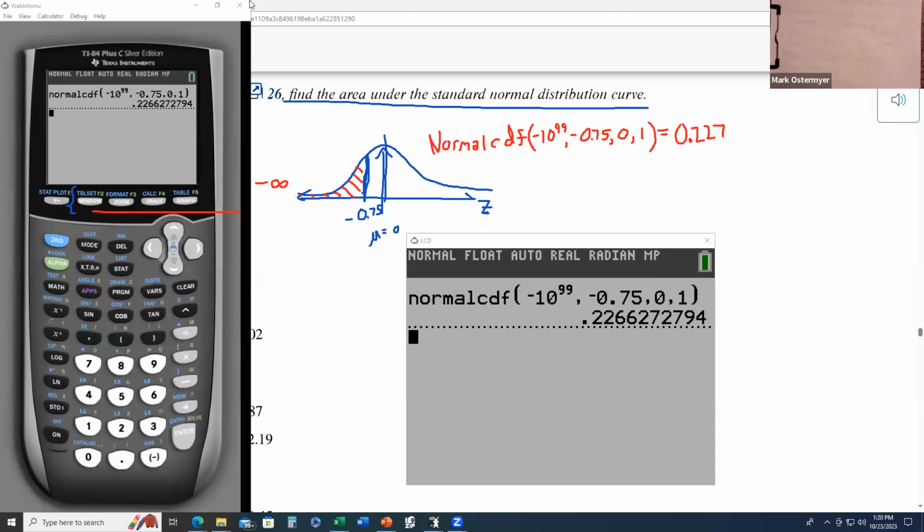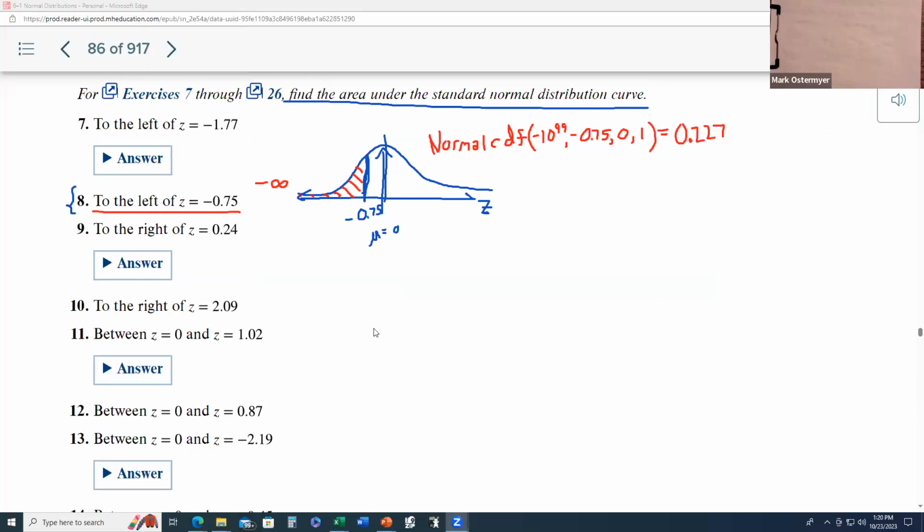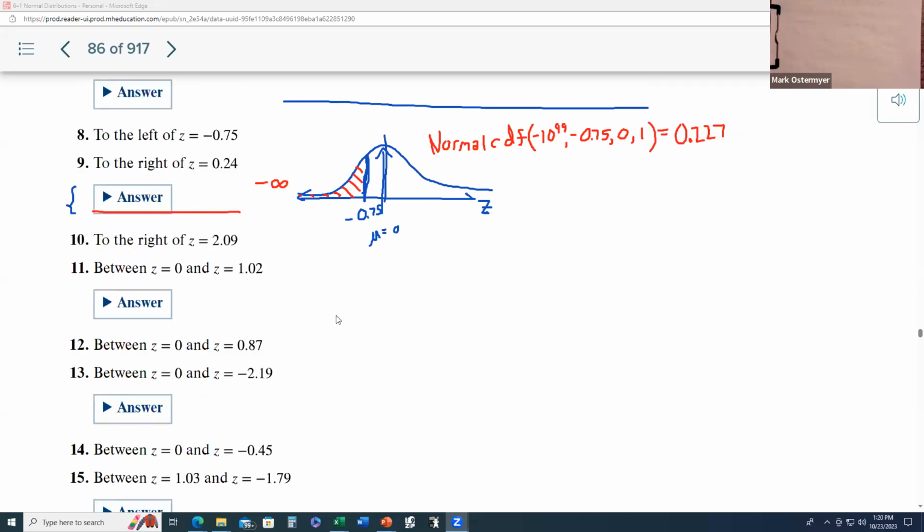Any questions how we're computing that area or that probability there? Okay. That one's good.